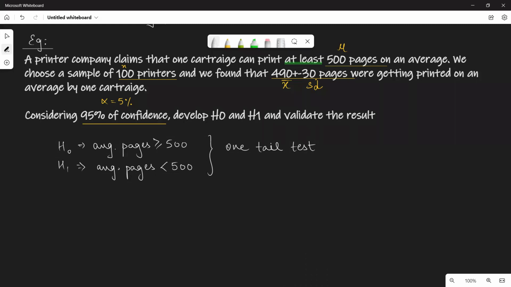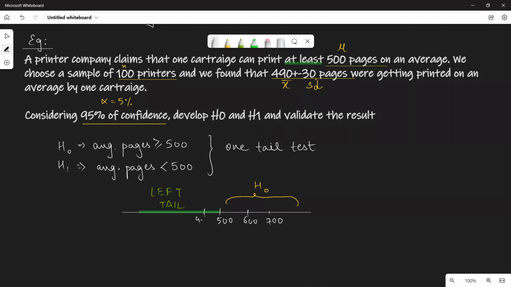Now, let us quickly draw that diagram which we learned yesterday. Let's say this is 500 pages, 500 or more than that, say 600, 700. This is the claim of the company, so this is H0. We don't want that to happen, so where will we go? Left side. We want to reject H0, so we will go on the left side. So this is a left tail test. Agree?